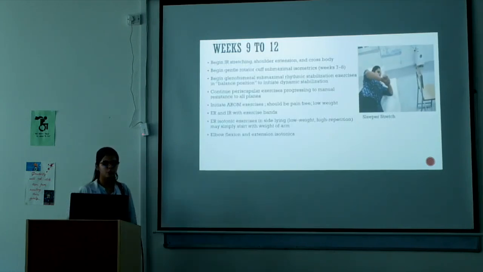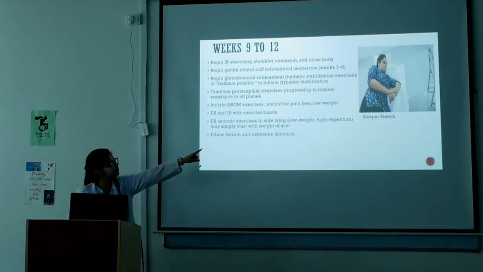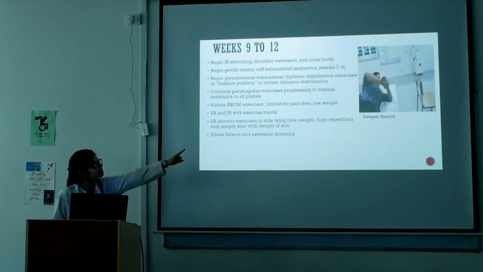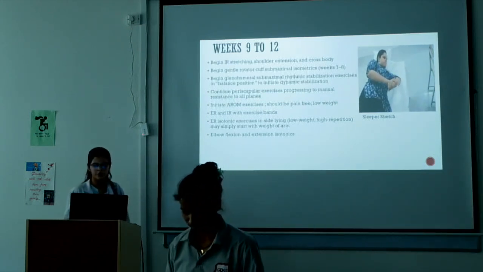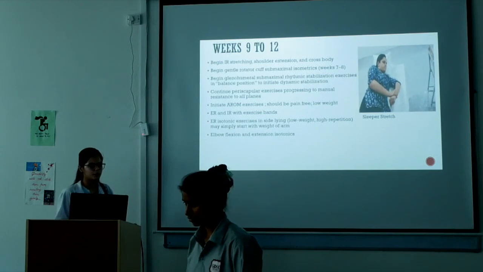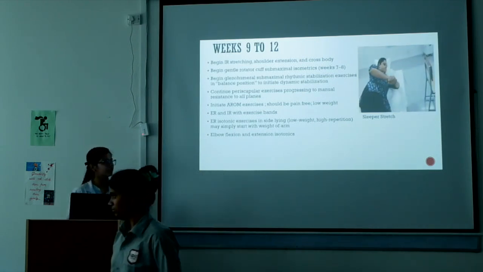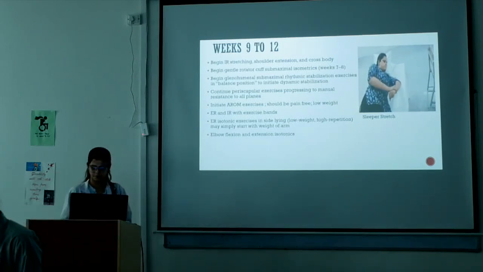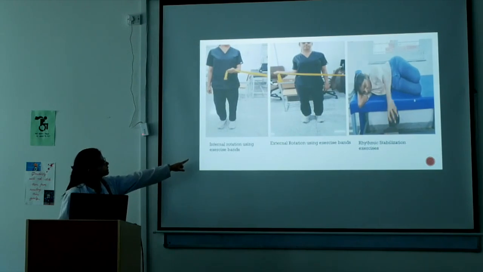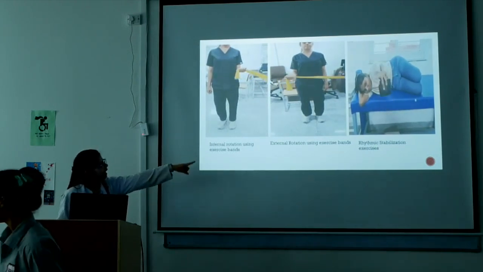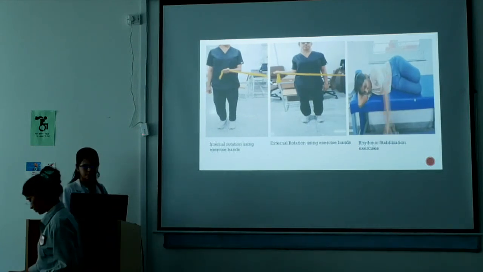From week 9 to week 12, we'll begin with internal rotation stretching. Is it shown in the video? That is the sleeper stretch. It incorporates posterior capsule stretching and begins in internal rotation. Begin with your submaximal isometrics, and we'll begin with rhythmic stabilization exercises and continue with your periscapular exercises. In this internal rotation exercise we are using exercise bands, and the third video would be rhythmic stabilization exercises using the weight cuffs.